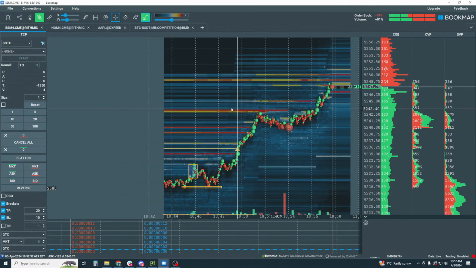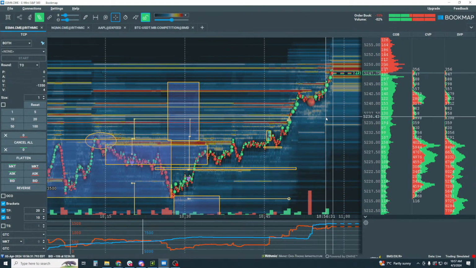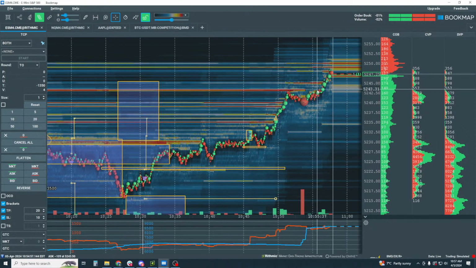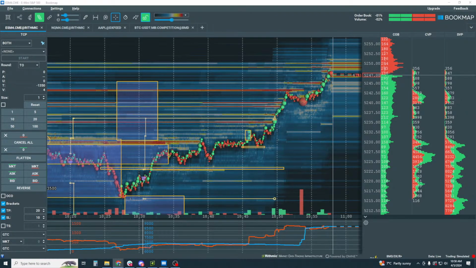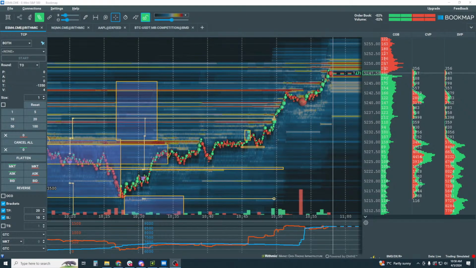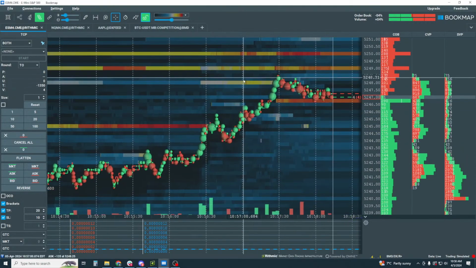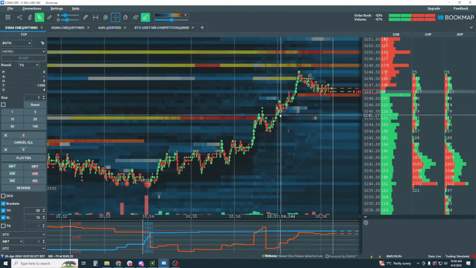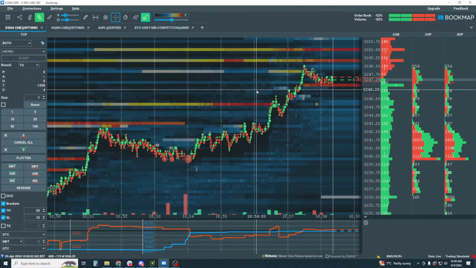All right, so let's see. I want to show you guys this trade simulator, but I'm just waiting for something in here. We can zoom in, go with a smaller time frame, and look for something here.